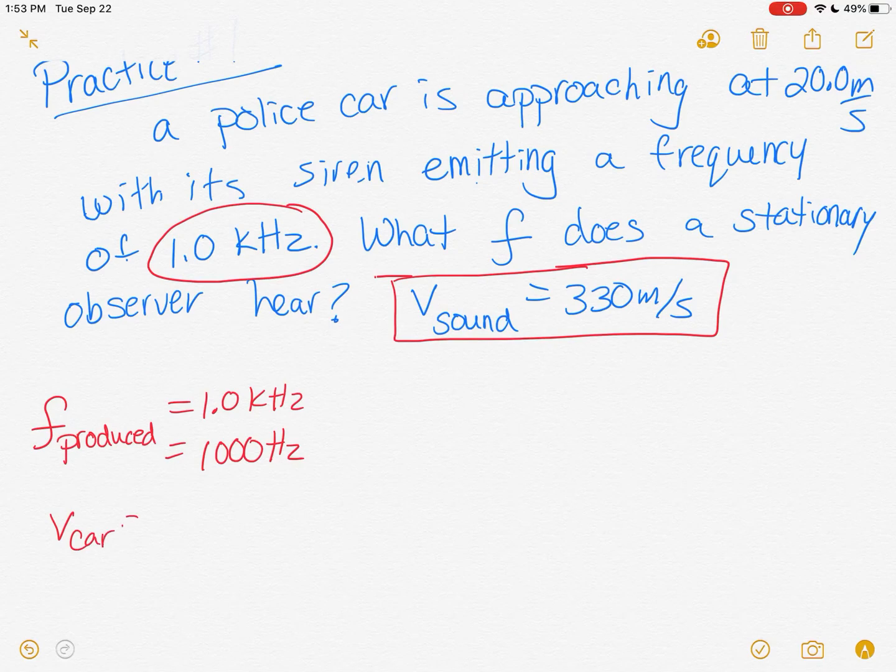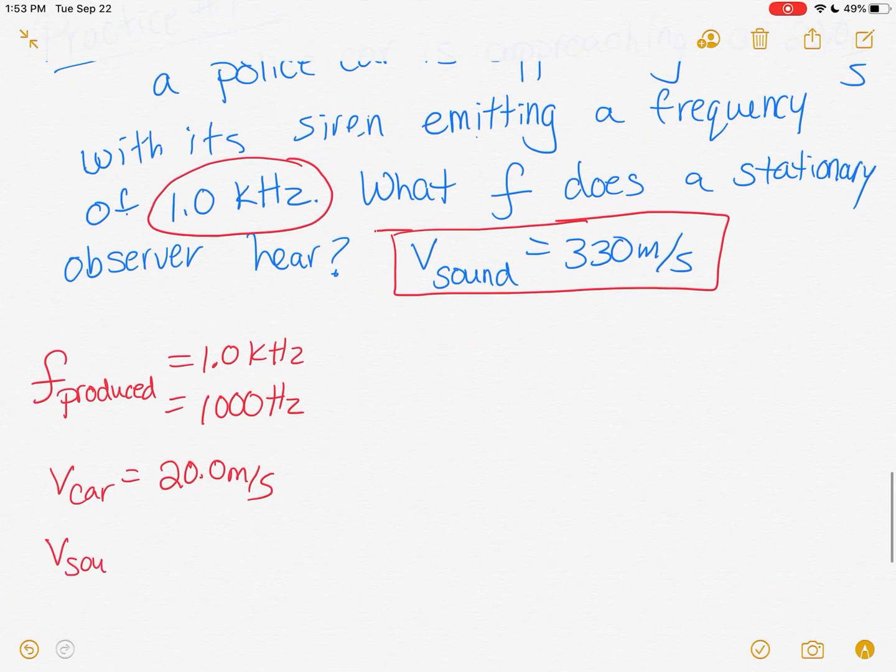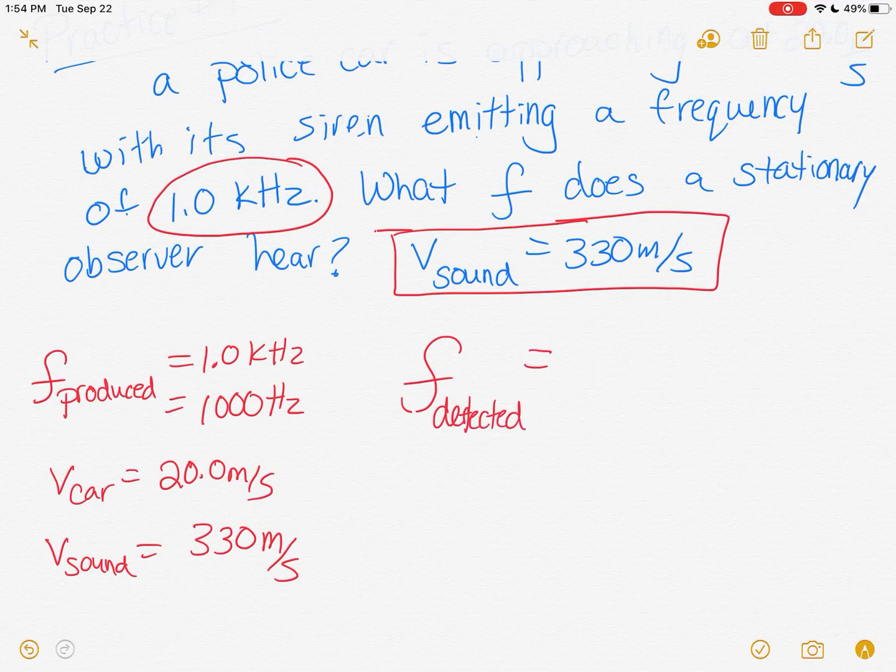We know the speed of our car, the object, is going 20 meters per second. And we know the speed of sound is 330 meters per second. So we are going to try and calculate the frequency detected by using our frequency produced, so that's 1,000 hertz. And then we're multiplying that by our speed of sound, which goes on the top, 330. And then on the bottom, we're using our 330.